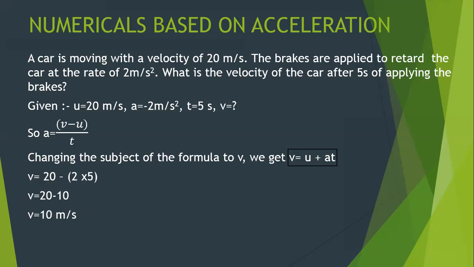Okay. How many of you got the answer as 30? Anyone get the answer as 30? There is a possibility you may get the answer as 30 as well, if instead of writing minus U, you have written plus U here, because according to the formula, it is U plus AT. So then you will find 20 plus 10 and your answer will be 30. But it's not 30, it's 10 only because the velocity is decreasing.